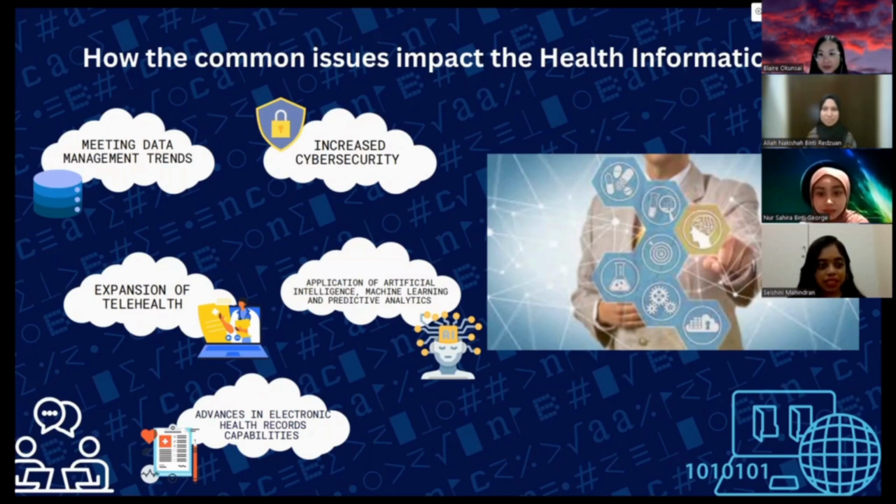Number one is meeting data trends. As we all know, the pandemic is an example where imaging has become more precise, creating larger file sizes and more storage capacity requirements for data.